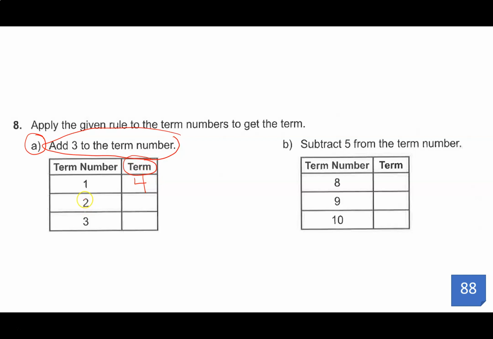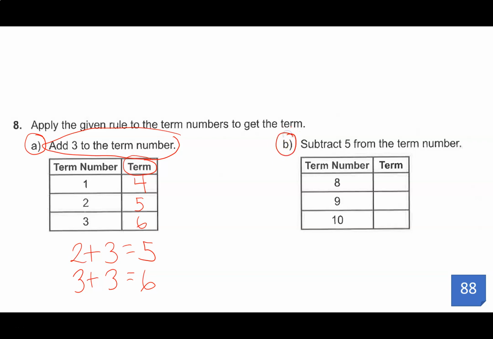All right, if we start with 2 and we add 3, we will get 5. And now, finally, our term number is 3. If we add 3, we will get 6. So our term numbers are 4, 5, and 6.